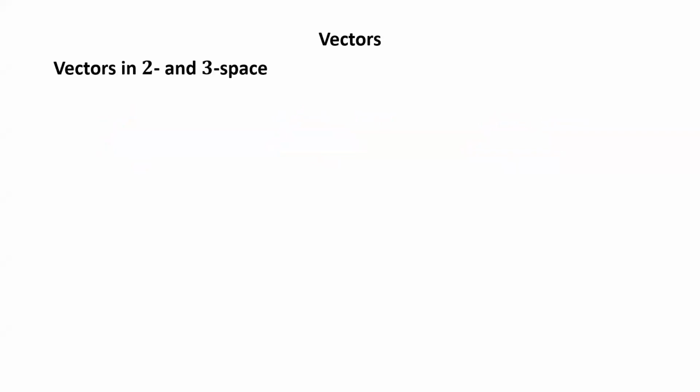In this course, we're going to be focusing on vectors in 2 and 3 space. So here's a picture of a vector v in 2 space drawn in standard position. By standard position, I mean that its initial point is at the origin and its terminal point is at some point v1, v2.